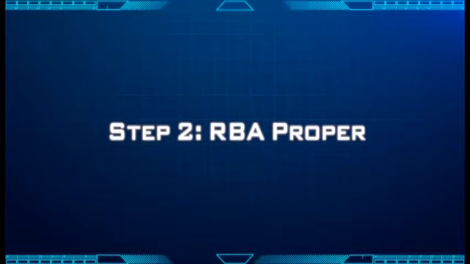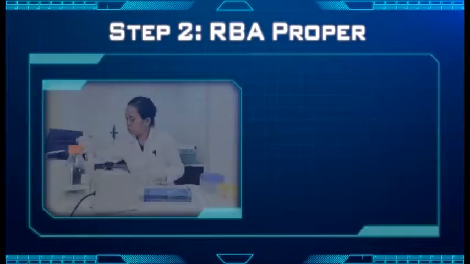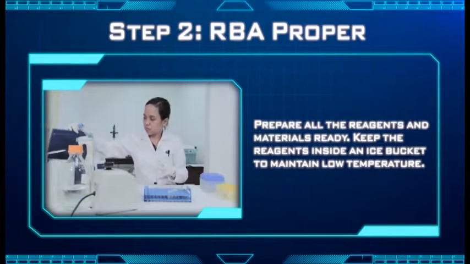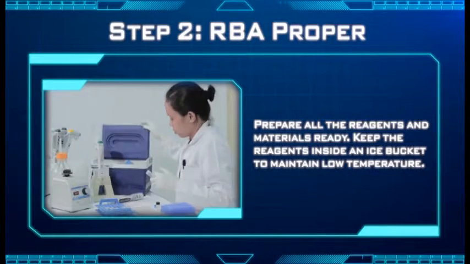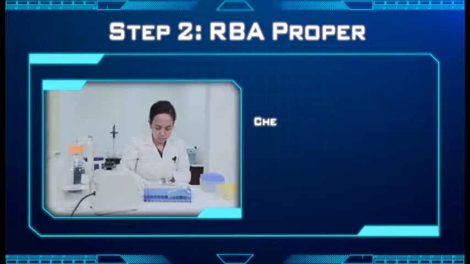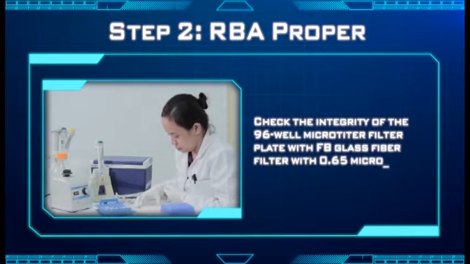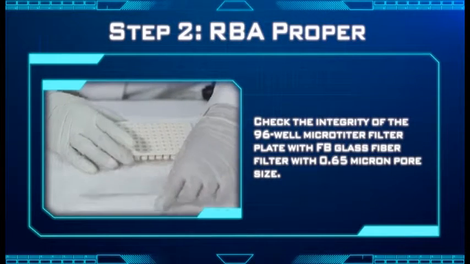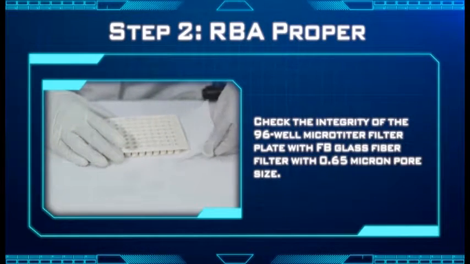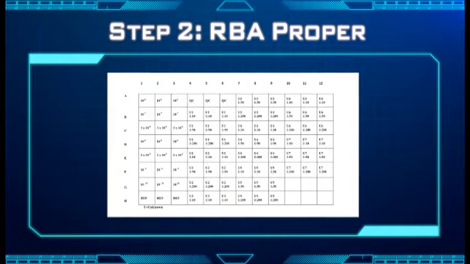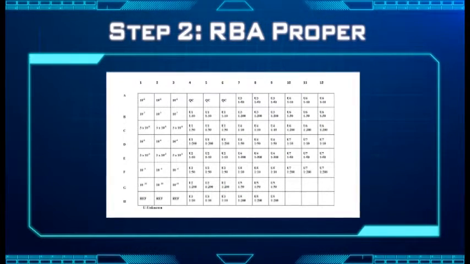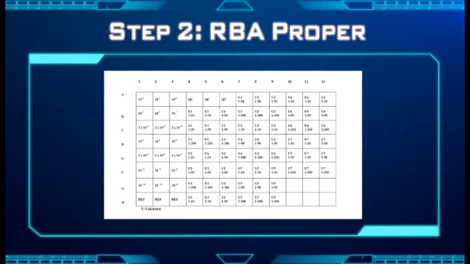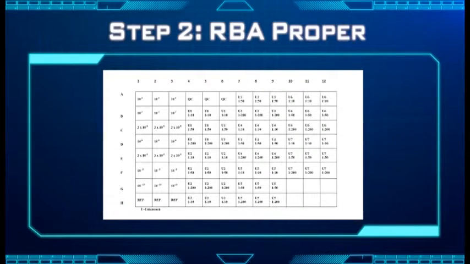Step 2. RBA proper. Prepare all the reagents and materials. Keep the reagents inside an ice bucket to maintain low temperature. Check the integrity of the 96-well microtiter filter plate with GF/B glass fiber filter with 0.65 micron pore size. For ease of analysis, it is convenient to use a plate layout which maximizes the number of samples and reference standards that can be analyzed on one plate.